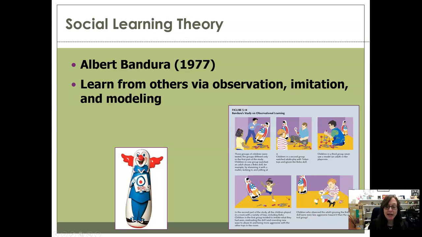And the kids in the second group were even less aggressive towards the doll than the control group. So the control group, sometimes they did, sometimes they didn't. But the ones who observed the adult ignoring the Bobo doll were less aggressive compared even to the control group. So they just kind of ignored it as well.